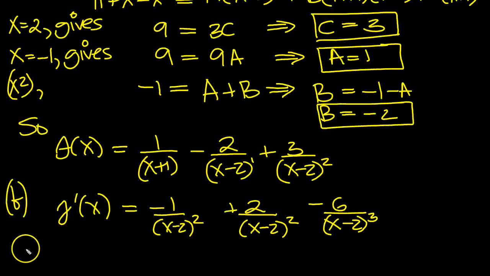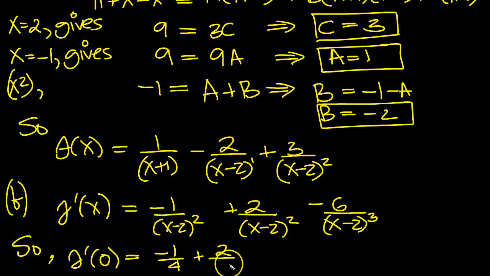So f dash 0 then is equal to minus 1 over minus 2 squared, isn't it? Which is 4, plus 2 over minus 2 squared, which is 4. Oh, this should be x plus 1 here, shouldn't it? Oops. So let me just change that then. I've decided to write that as x minus 2 for some reason. X plus 1 squared. And when we put a naught in, we get 1 squared.